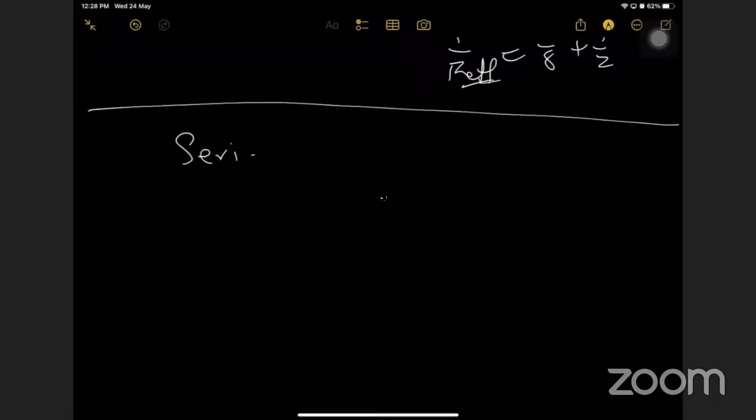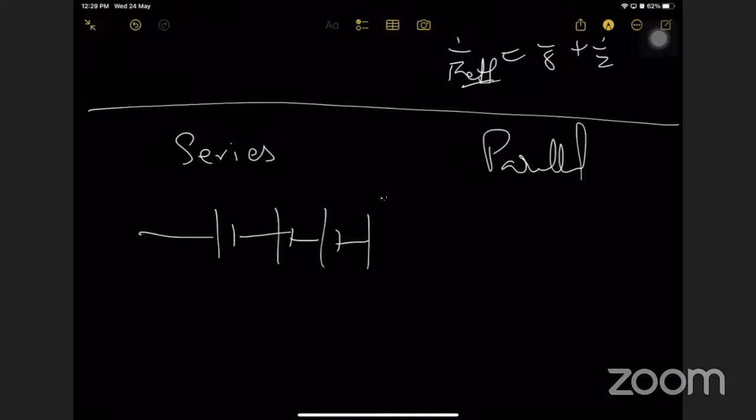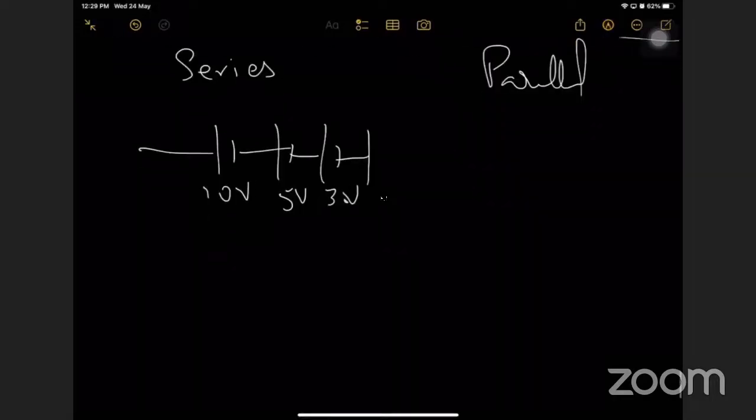Series for batteries and parallel for batteries. What will happen if I connect three batteries in series? 10 volts, 5 volts, 3 volts. What is the effective battery voltage here? 18. Yes, sir, it will be considered directly as 18.